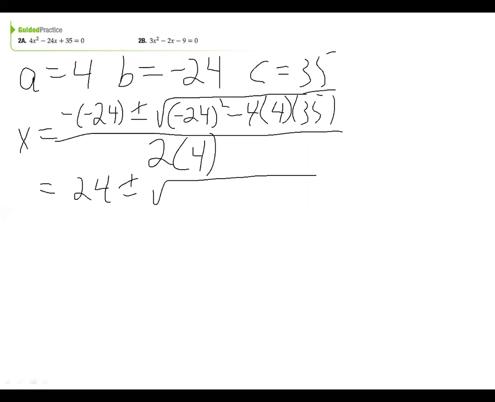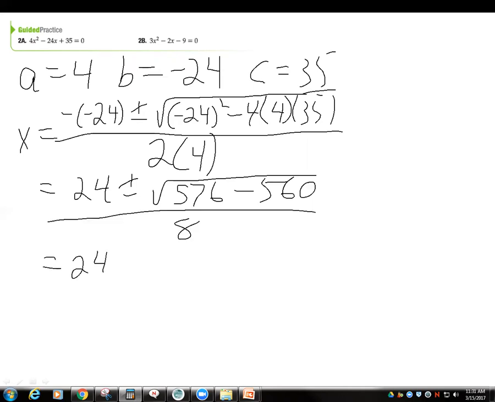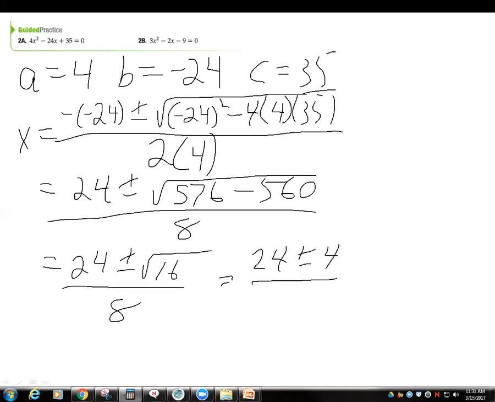So negative 24 squared is 576. 4 times 4 times 35 is 560. So it's going to actually be subtracted by 560. So it's going to be 24 plus or minus the square root of 16 over 8, which is 24 plus or minus 4 over 8.